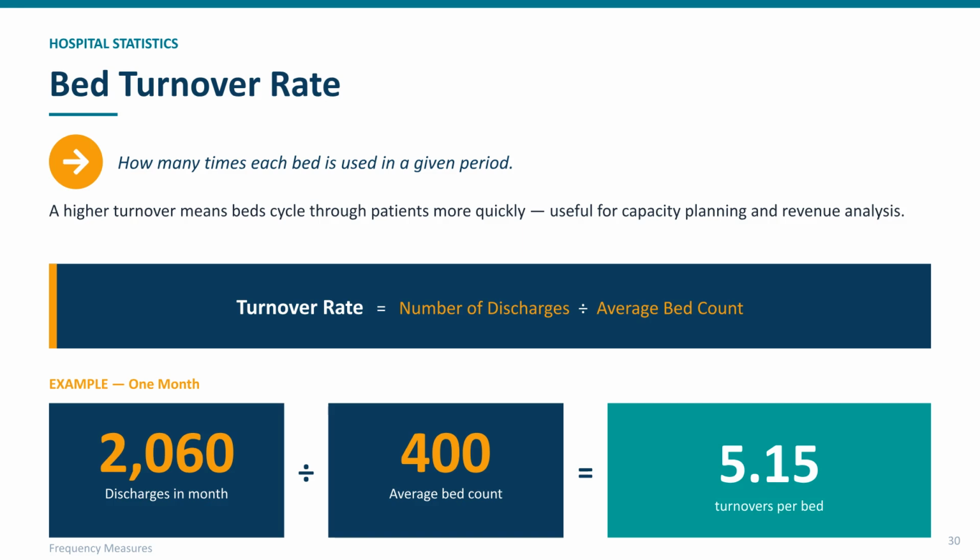Finally, the bed turnover rate shows how quickly beds are cycled for new patients. By dividing total monthly discharges by the average bed count, we can determine the intensity of bed usage, which is key for efficient capacity planning.